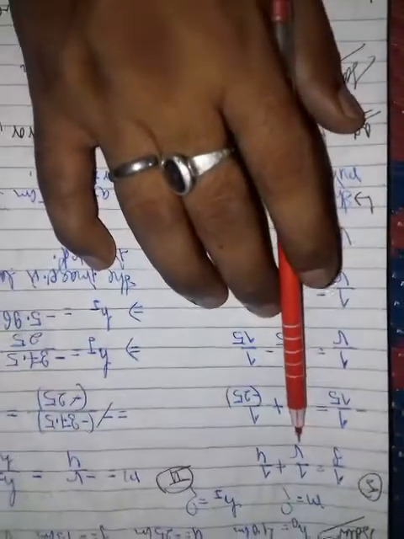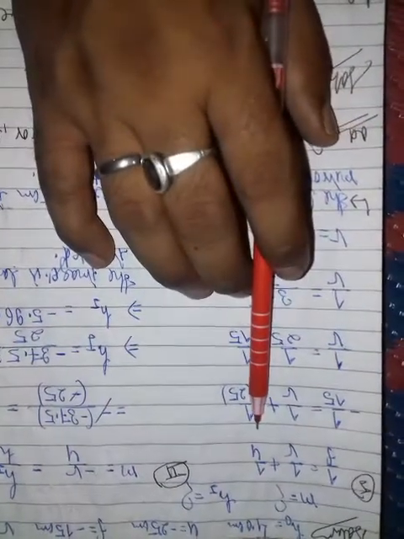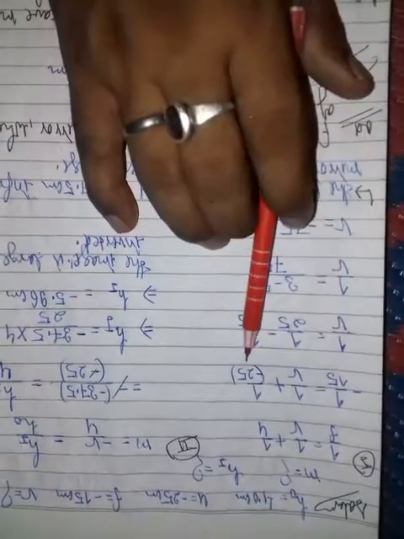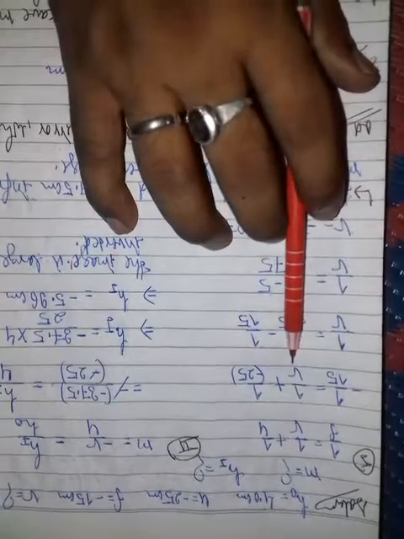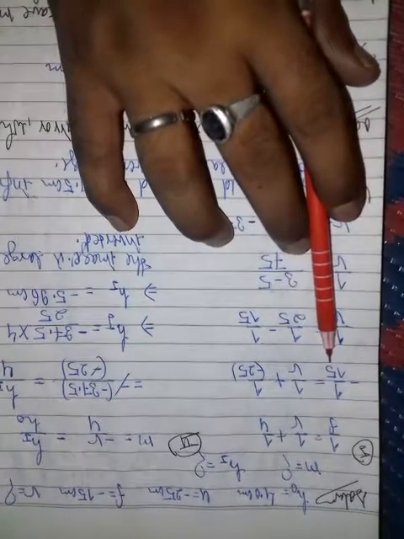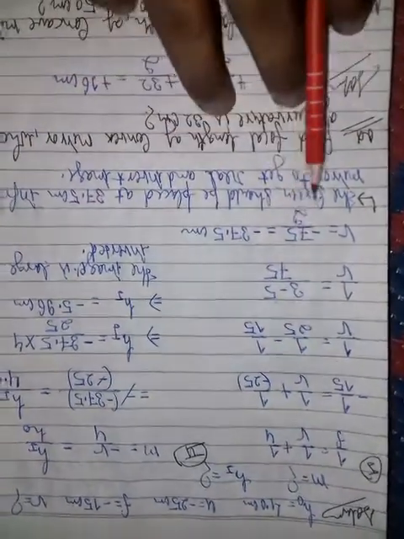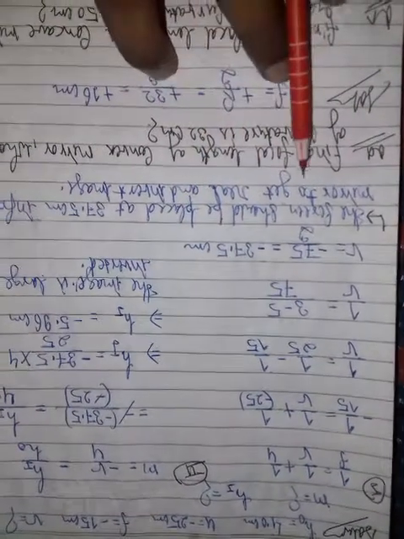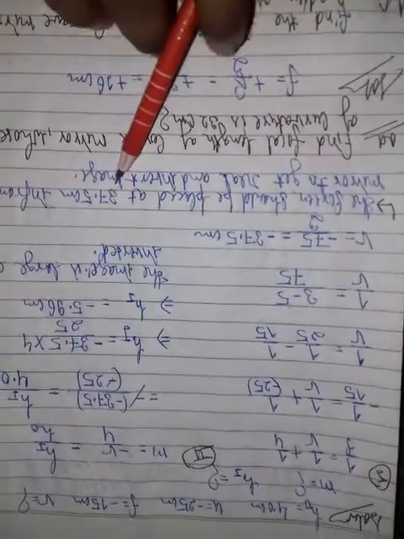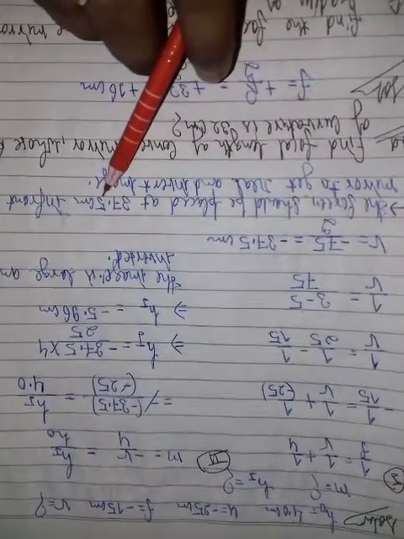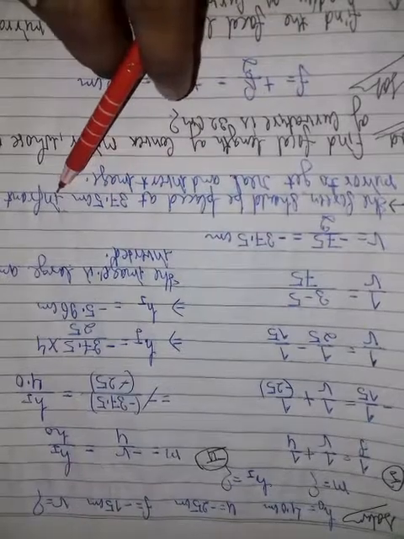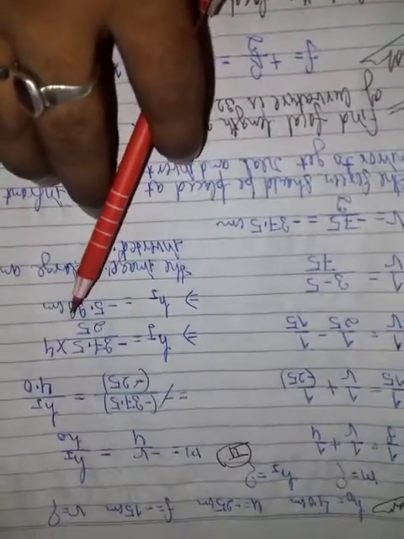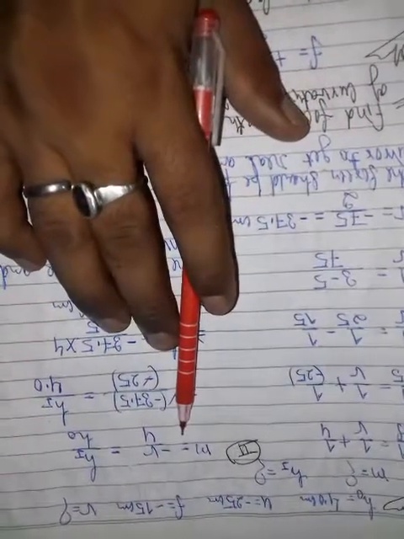Putting the values in the mirror formula and taking it from the left hand side and solving the equation, the value is minus 37.5 centimeter. The screen should be placed in front of the mirror at 37.5 centimeter to get the real and inverted image. Second question, that is magnification.